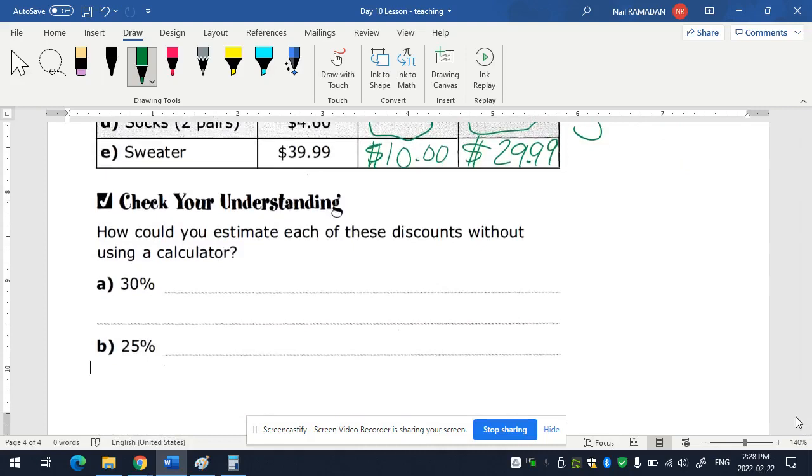How could you estimate each? You know what? Everyone cross this question. We don't estimate. We already have calculators, so we actually calculate.